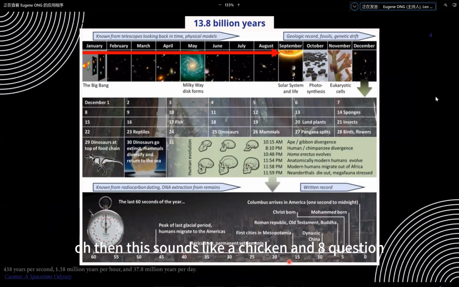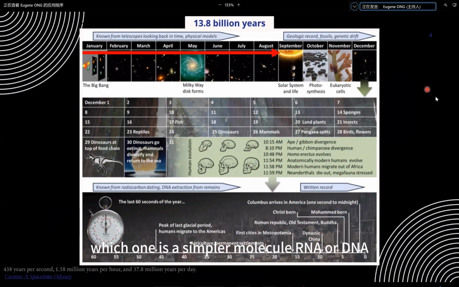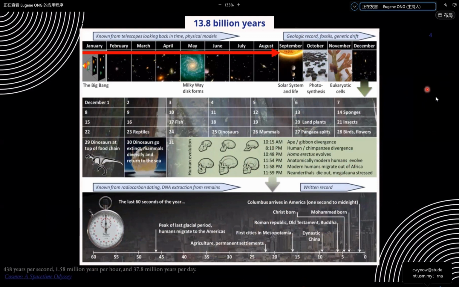Then this sounds like a chicken and egg question, right? Not really, because nobody knows for sure. So what is your guess? Okay, so what is everybody's guess? Most people say DNA, some say RNA, some say both. Okay, so which one is a simpler molecule, RNA or DNA? Of course, RNA is a simpler molecule, because in terms of chemical complexity, DNA is more complex.